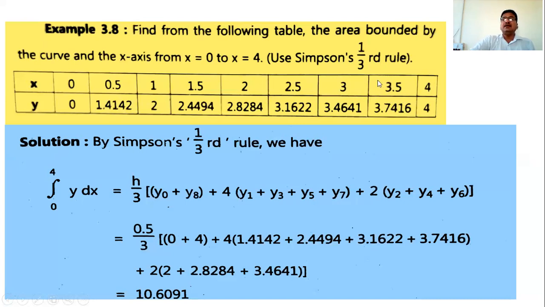And that's why we can apply either the trapezoidal rule or Simpson's 1/3 rule. The 3/8 rule is not applicable because the number of subintervals is not a multiple of 3. And here the instruction is to use Simpson's 1/3 rule. So write the 1/3 rule and integration 0 to 4 y dx. This is the required area, right?